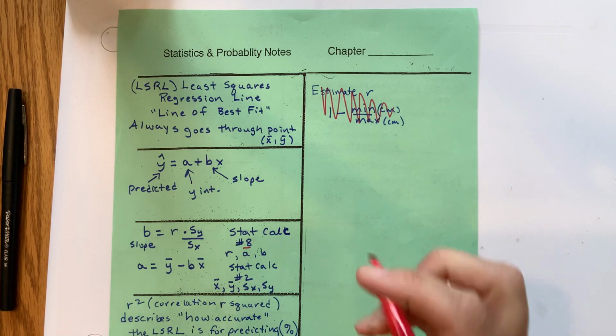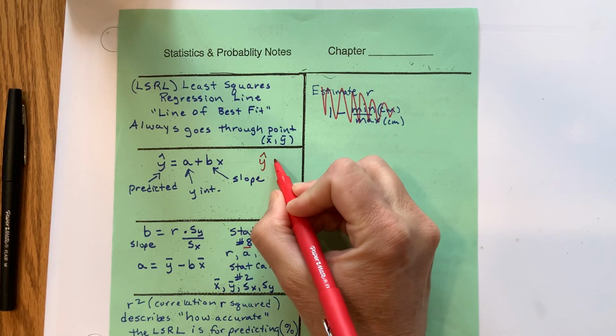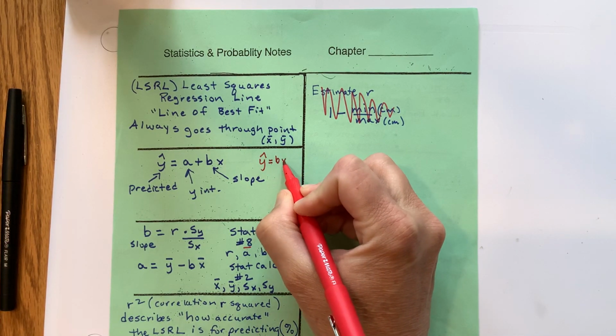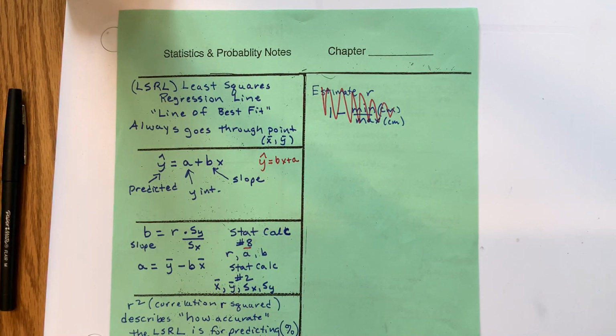In this case, there's nothing wrong with writing it like this as well, BX plus A, that's fine if you like that better. But the A on your calculator is going to be your Y-intercept, and the B is going to be the slope. And there are going to be two different ways to get your line of best fit.